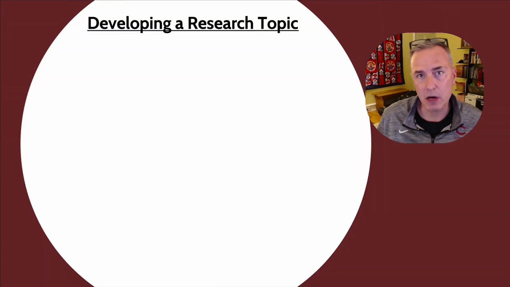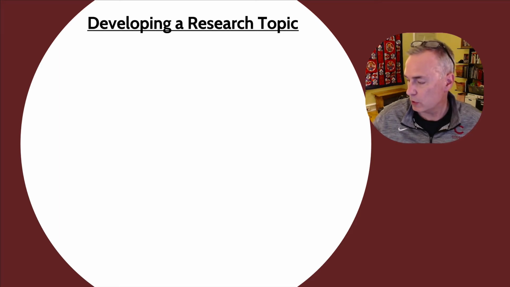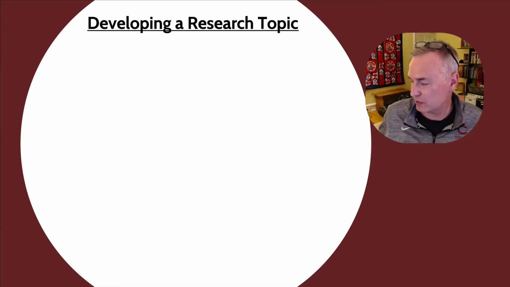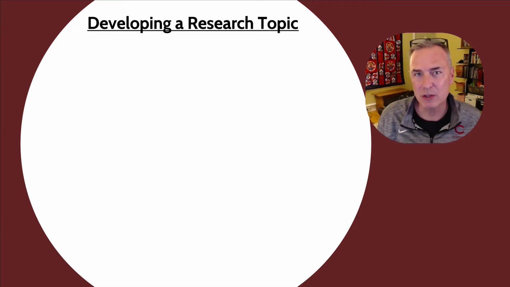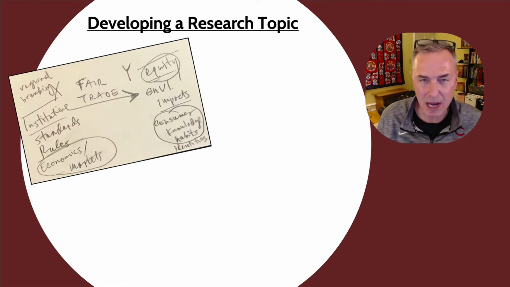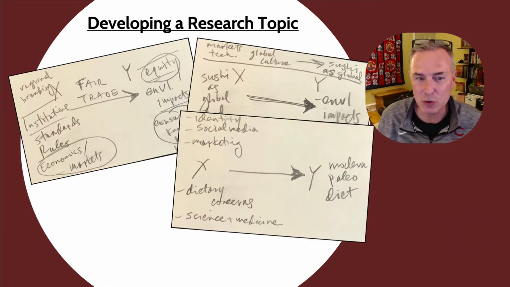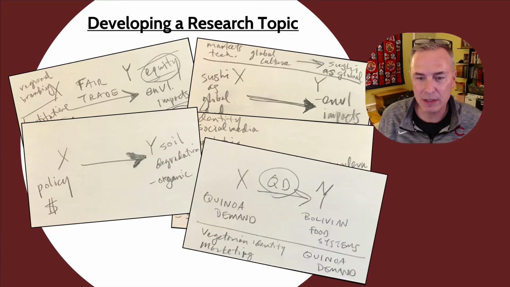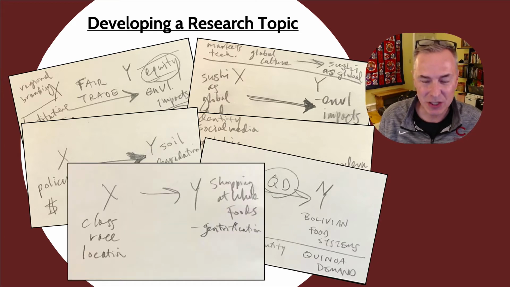I've had a chance to talk with several of you now about your research paper topics, and one of the things I've been doing is taking little index cards and drawing the X's and Y's and the arrows that we have demonstrated in class, and I've had a chance to basically map out some research questions with a few of you, including topics like fair trade coffee, sushi, the paleo diet, soil health and soil problems like soil degradation related to agriculture, quinoa, and even shopping at Whole Foods.